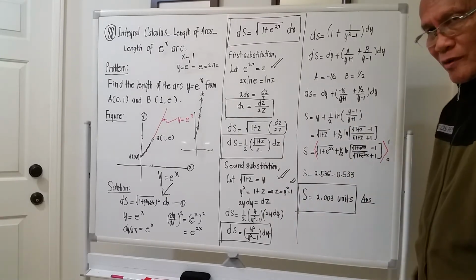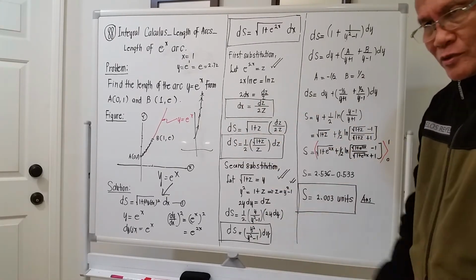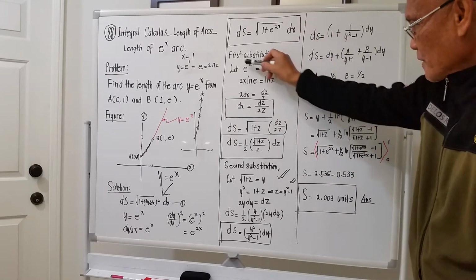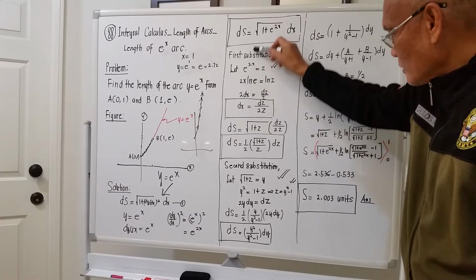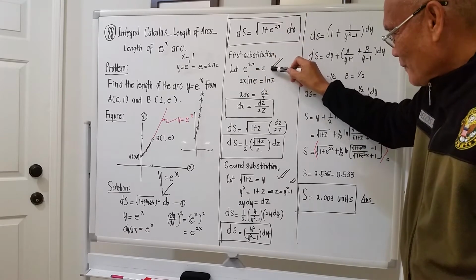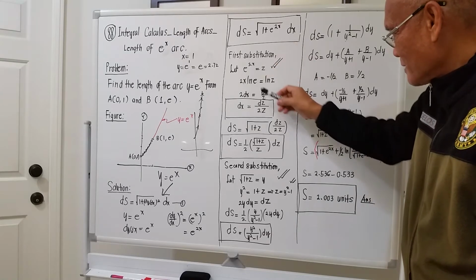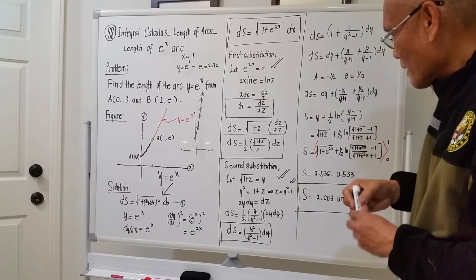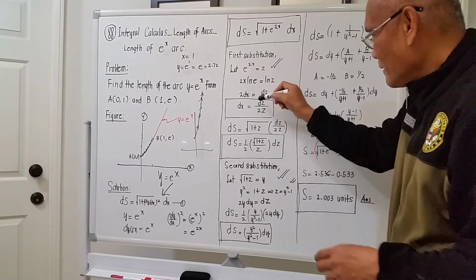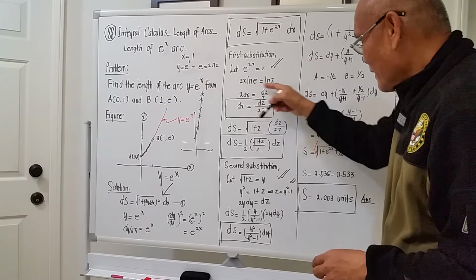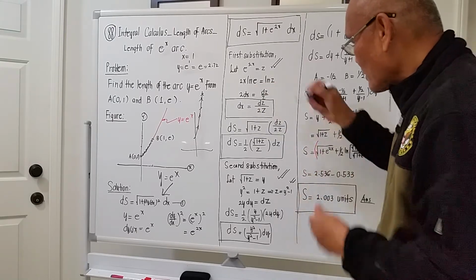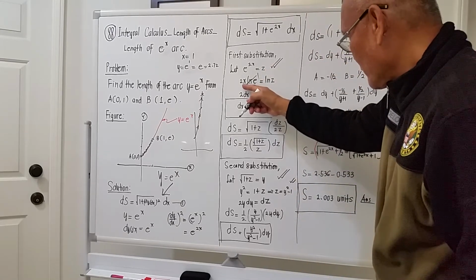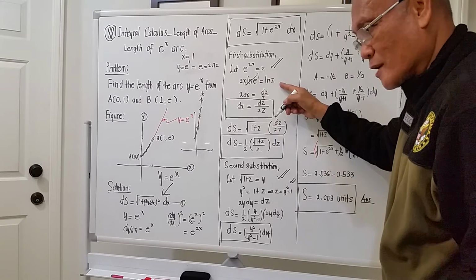I think the solution will be a trigonometric or algebraic substitution. We try to simplify the one inside. First substitution will let e to the 2x equal z. Taking the natural log of both sides, 2x natural logarithm of e equal to the natural logarithm of z. But the natural logarithm of e is actually 1. So what will come out is 2x equal to the natural logarithm of z.